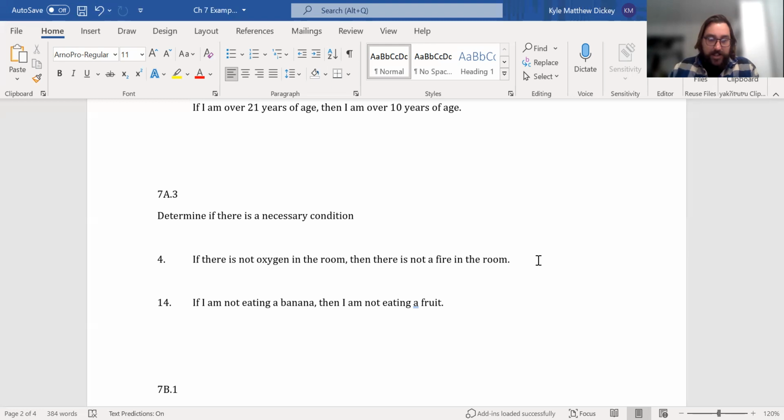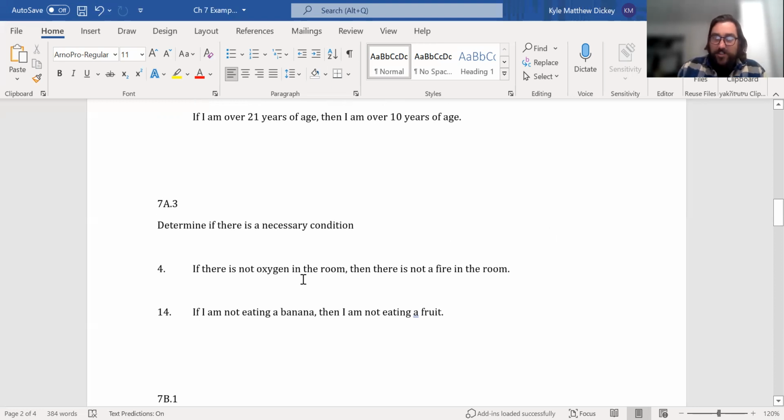So here's the question. Is no oxygen in the room necessary for there to not be a fire in the room? Well, not really, right? Why not? Well, no oxygen in the room is sufficient, right? It guarantees that there's not going to be a fire in the room.